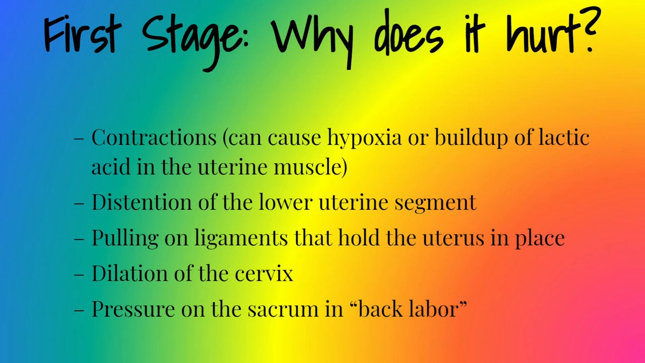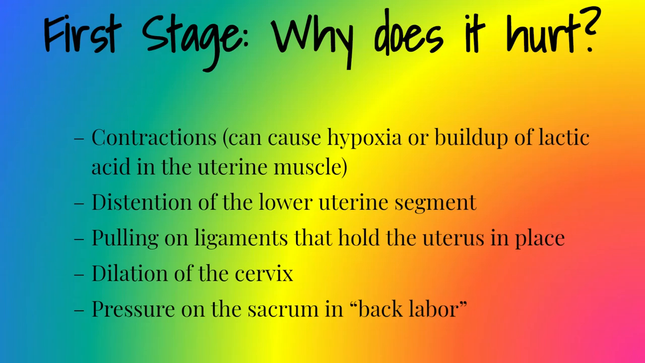So let's talk about the first stage. Why does it hurt? Well, the first part of it is the contractions. And a uterus that has been contracting for hours can have hypoxia. The muscle is just kind of out of steam. It doesn't get enough oxygen to meet the demands. Or a buildup of lactic acid, just like when you get a Charlie horse or a cramp stitch in your side when you're running. Uterus is a big muscle. If it's working really hard, it can get tired. That's one cause of pain.